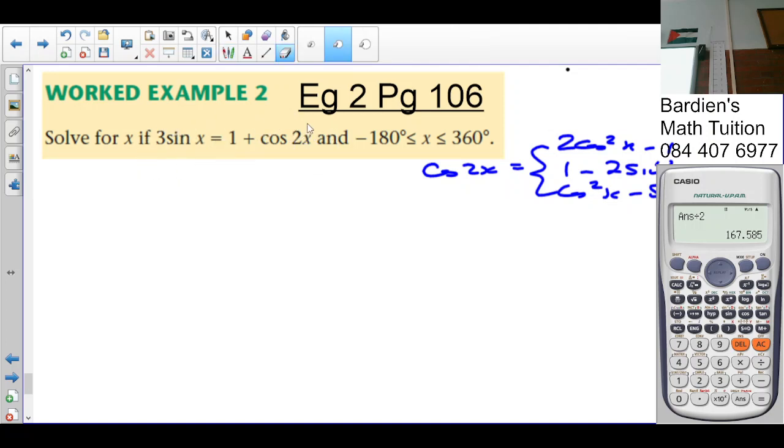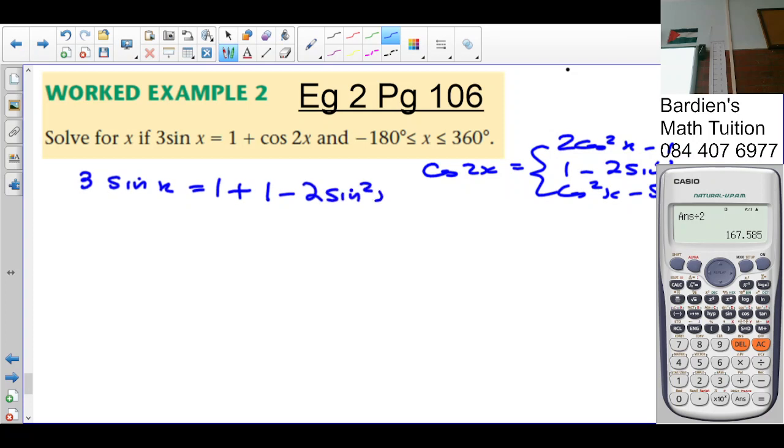That will simply be what? 3 sine x equals 1 plus 1 minus 2 sine squared x. Everything to one side. So it's going to be 2 sine squared x plus 3 sine x minus 2 is equal to 0. So what is this to us now?